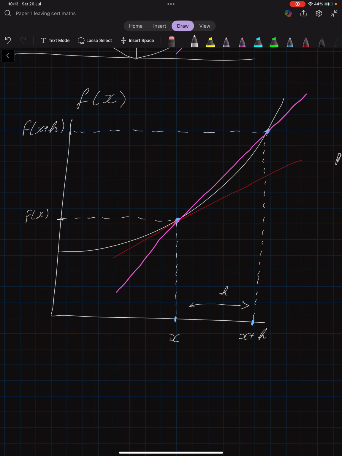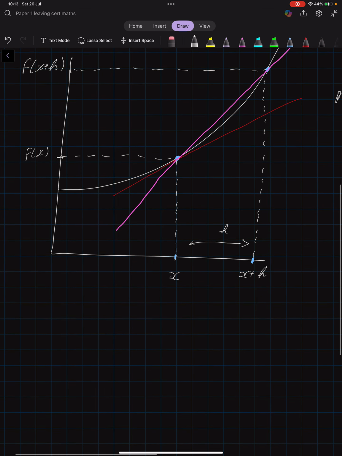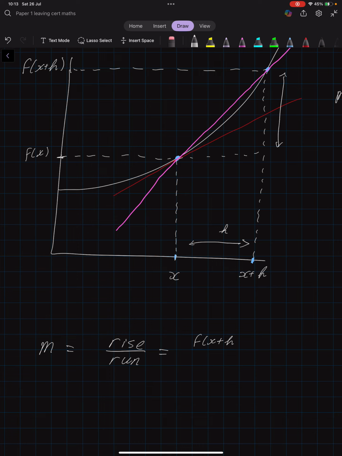First of all, if I calculate the slope of the pink line, what is it? It's the rise over run. So m is equal to rise over run. What's the rise? What's this distance? This is just f of x plus h minus f of x, divided by the run. What's the run? What's this distance here? It's just h. So the slope is just this.